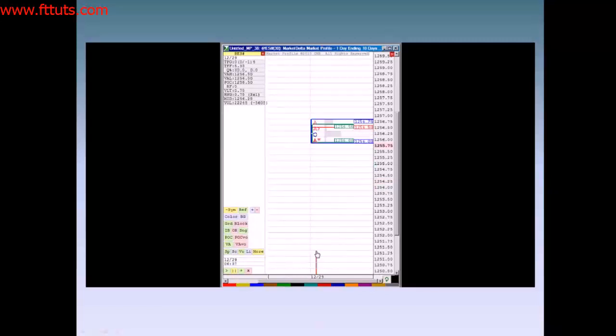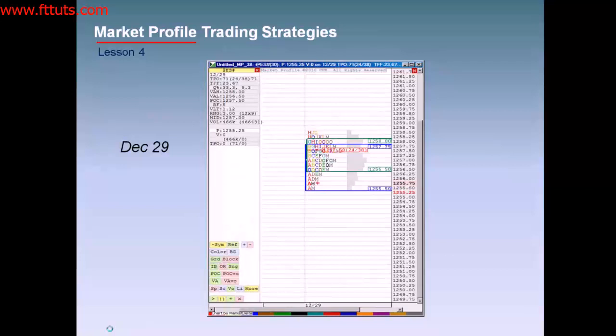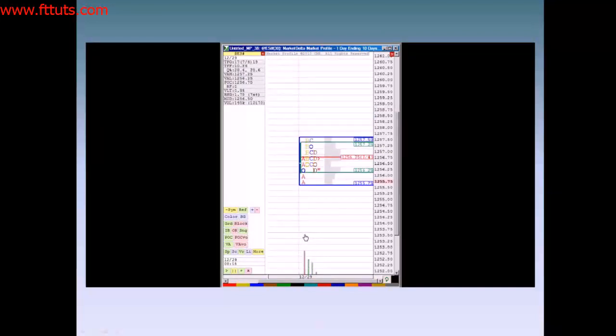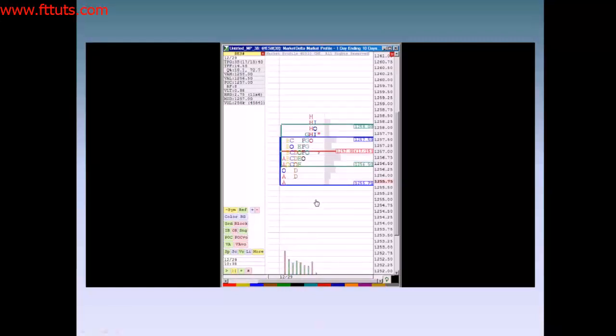Prices opened right at 1256.25. So actually we opened up a little bit from the prior day. But once again, not much movement at all in terms of range extension. We're still in a very tight range. The short-term trader is definitely still in control of the market.